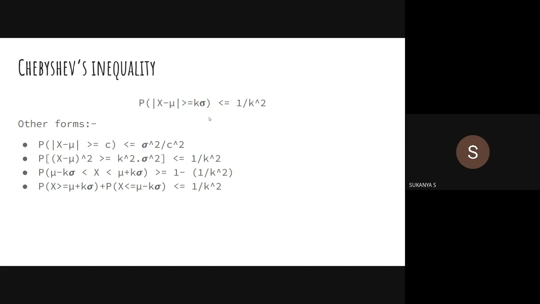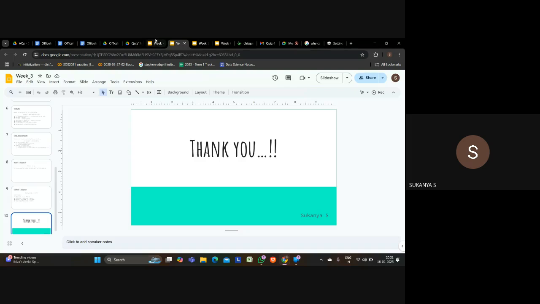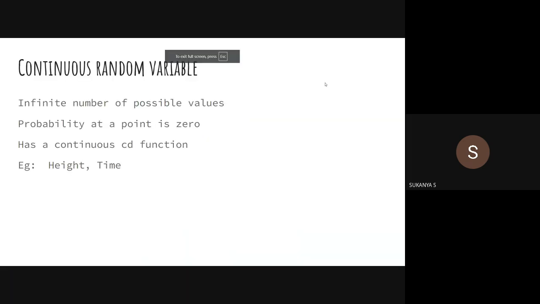This formula and the other one, where probability of mod x minus mu less than or equal to k sigma is greater than or equal to 1 minus 1 by k square. These are again repeatedly used. Just keep in mind, okay? Both of them, you will have problems with it.